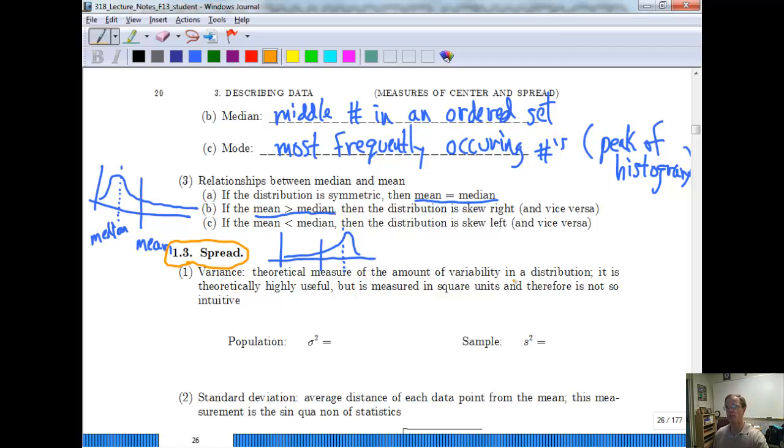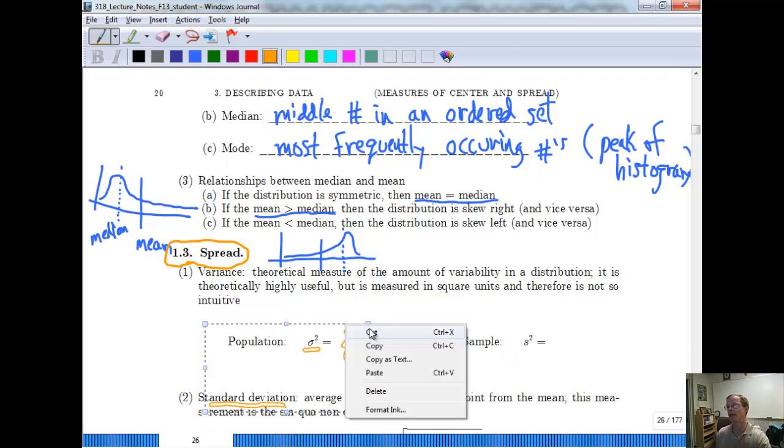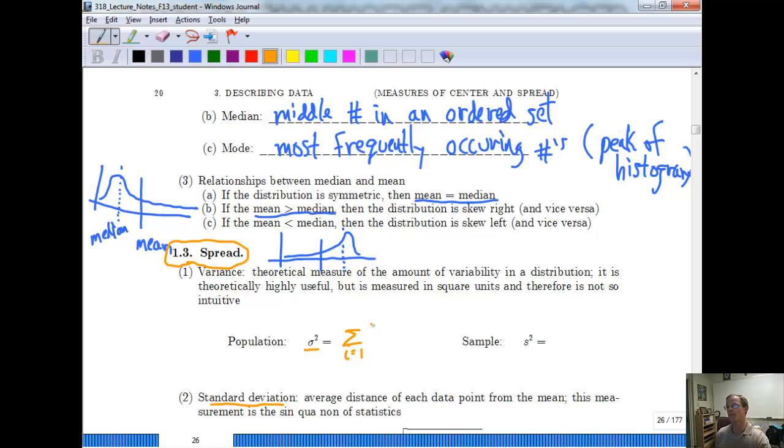We're going to go right after the big tamale, which is standard deviation. Standard deviation is the square root of variance. So population variance, again denoted with Greek symbols, is the sum of i running 1 through capital N, xi minus the population mean mu squared, all divided by the number of elements in the population.